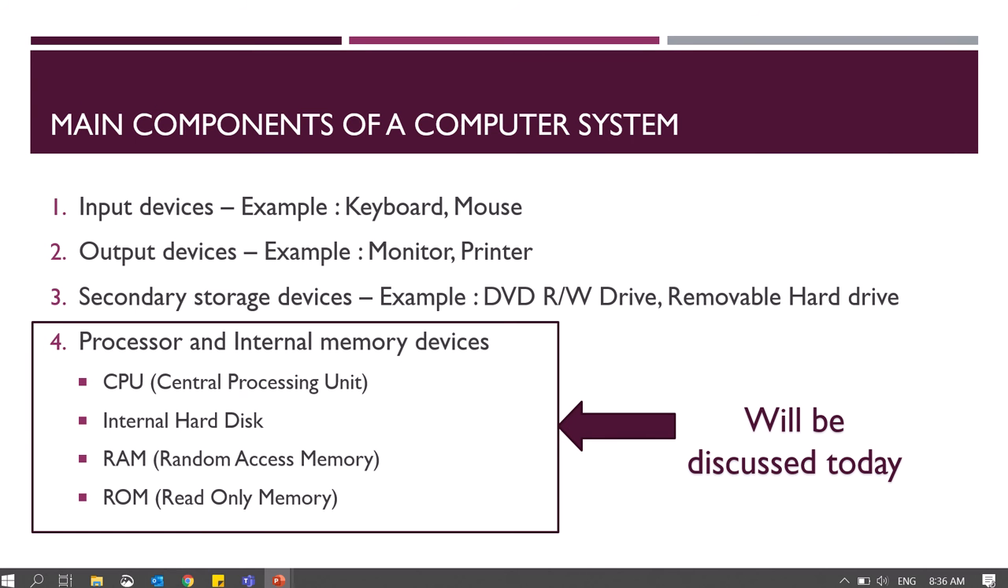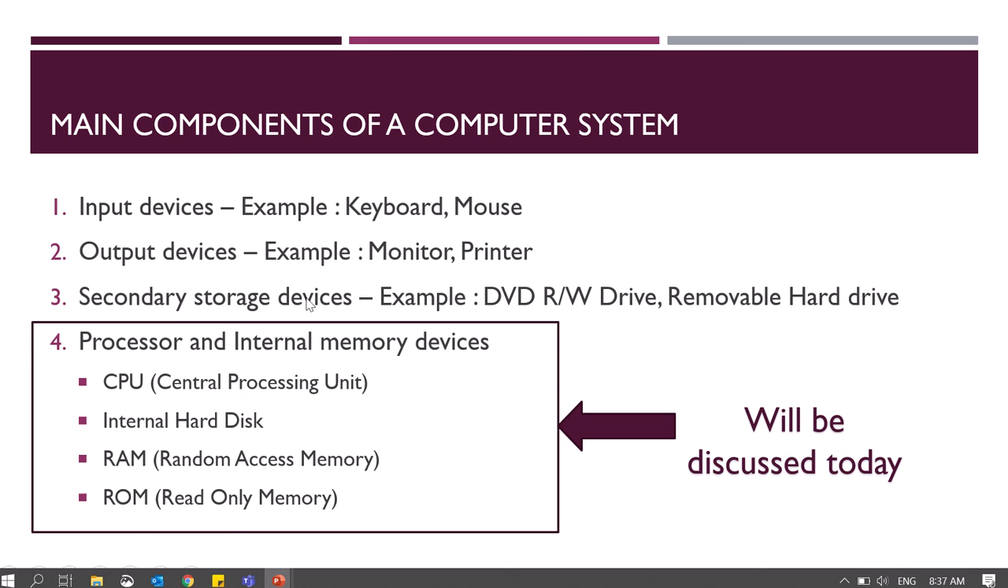When we think of the main components of any computer system, it can be divided into 4 parts. The first one is your input device, which is for example the keyboard and the mouse. The second is your output devices, for example the monitor and printer. The third could be storage devices, which are secondary storage devices, for example your rewritable DVD, the removable hard drive, your USB and so on. And the fourth main component is the processor and the internal memory devices.